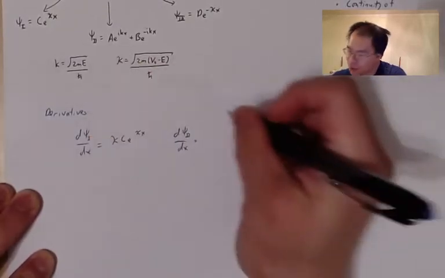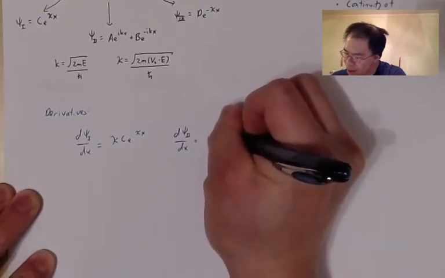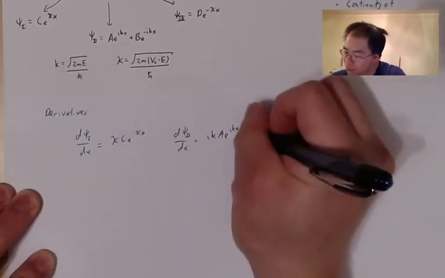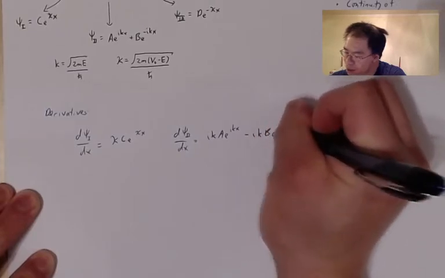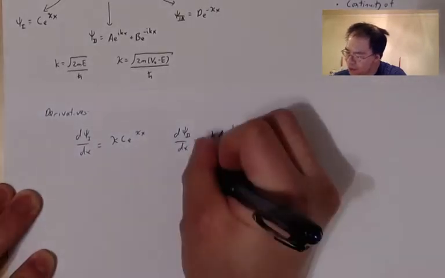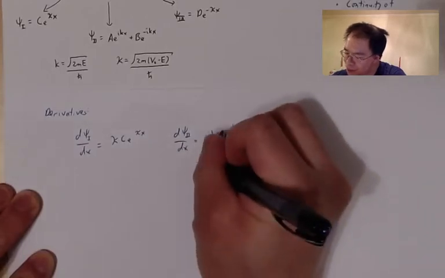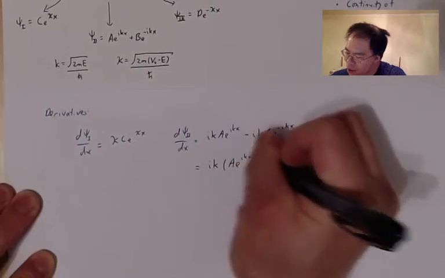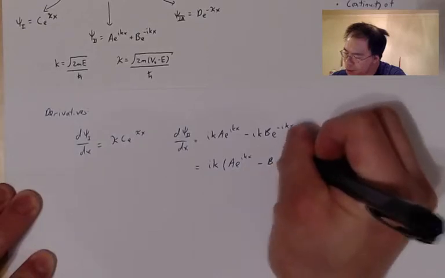Differentiating this term brings down an ik, so I have ik A e to the ikx. I pull down a minus ik here, so I have minus ik B e to the minus ikx. And let me just factor this a wee bit. I'll factor the ik's out. So that gives me ik times the quantity A e to the ikx minus B e to the minus ikx.